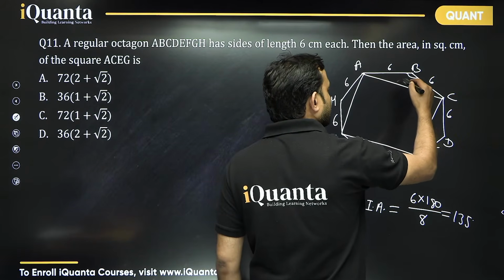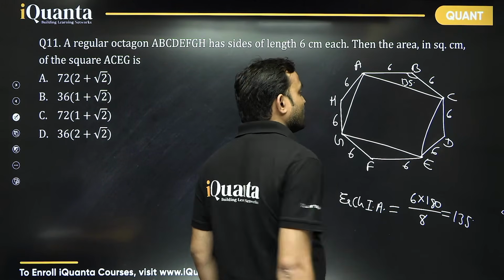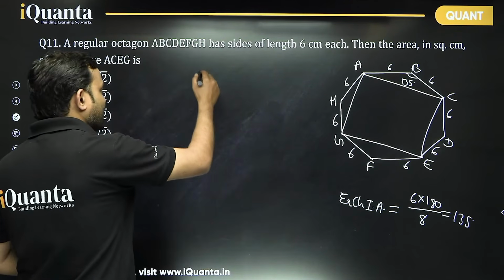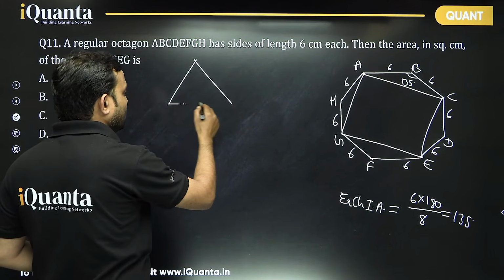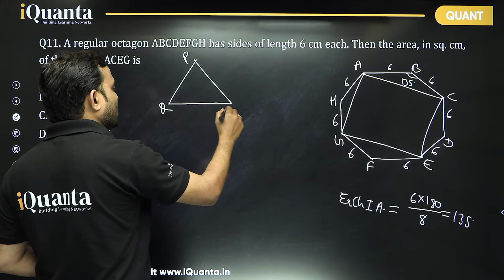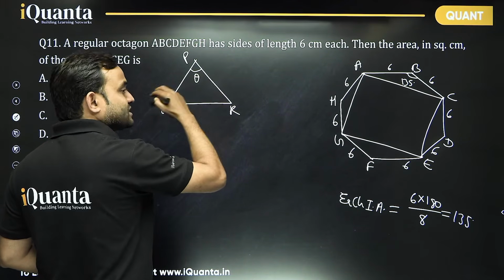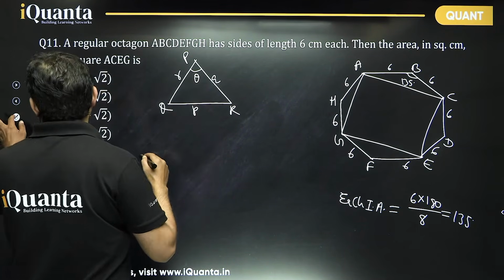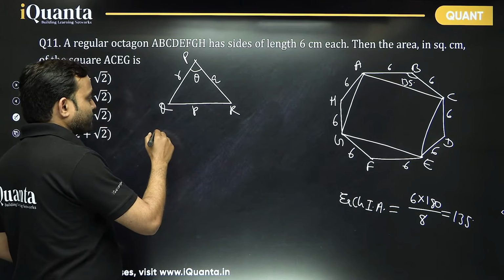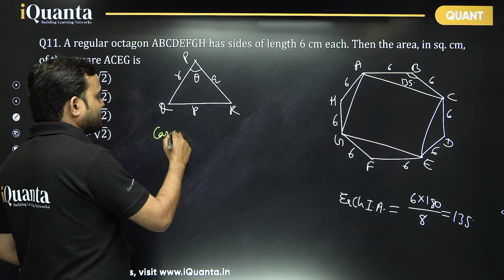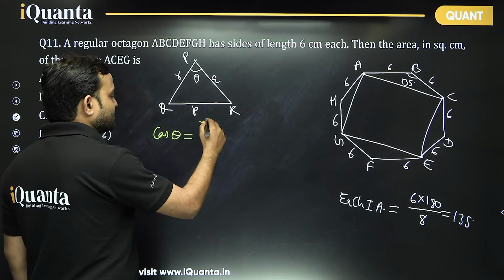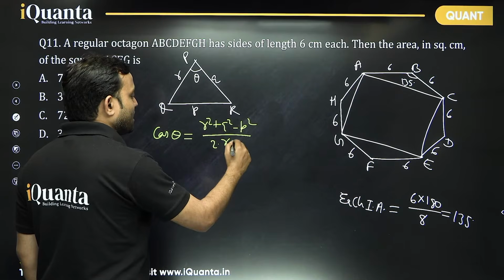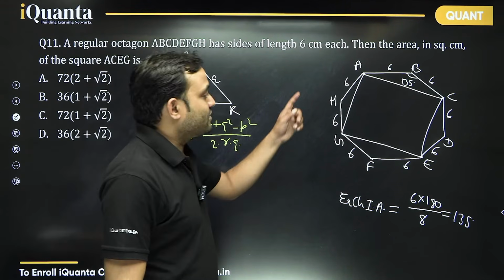If this is 135 degrees, we can find the length AC, right? How do we find the length AC? So in any triangle PQR, if this angle is theta, and let's say these side lengths are P, Q, R, what can we say? That cos theta is equal to (R square plus Q square minus P square) upon 2 into R into Q. So in a similar way, we can find AC.